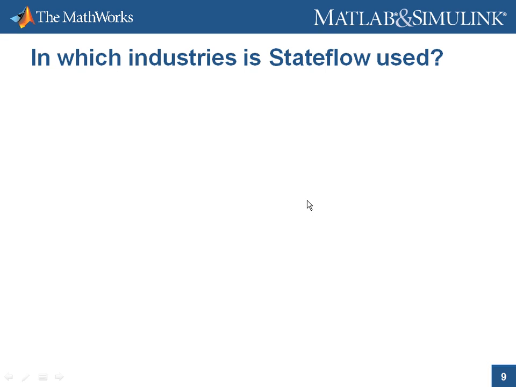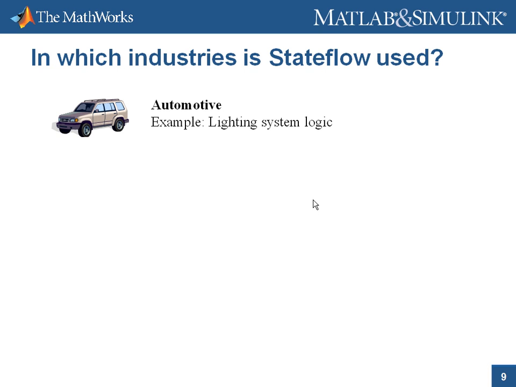All right, which industries use Stateflow? Well, it's heavily used in the automotive industry. One example is we already covered the automatic transmission system. Another example here is the logic for your lighting system. When you open your car door, a number of lights might turn on, but that could be dependent on whether the key is in the ignition. All of that logic is usually described with a state machine.